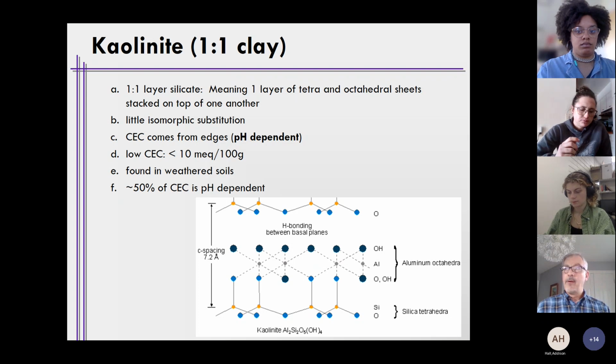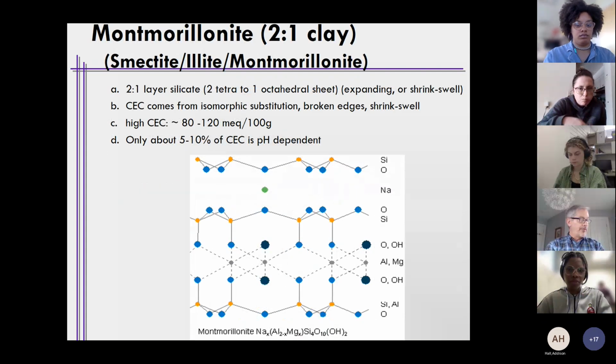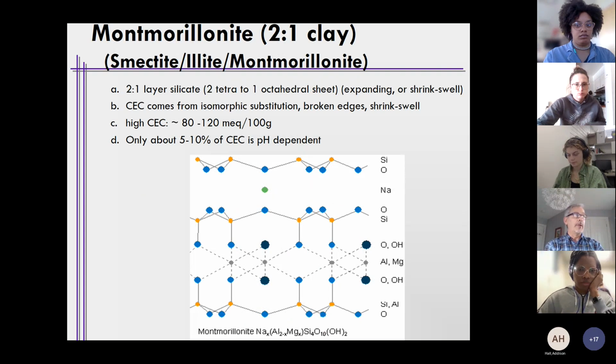Okay. So that's 1-to-1. Let's talk about 2-to-1 type clays. Now these 2-to-1 type clays, in your notes it says montmorillonite, smectite. You could even list illite. I put that on this slide in the center up there. They're all 2-to-1 type clays, right? And so that means there's 2 tetrahedral sheets to 1 octahedral sheet.